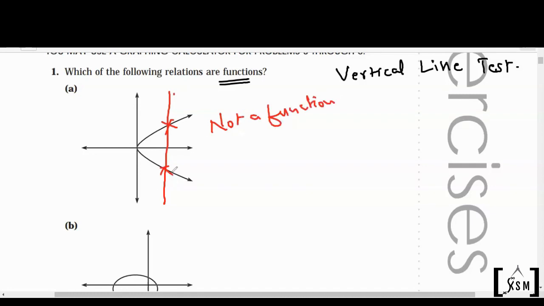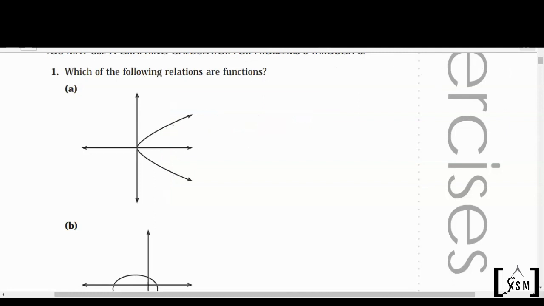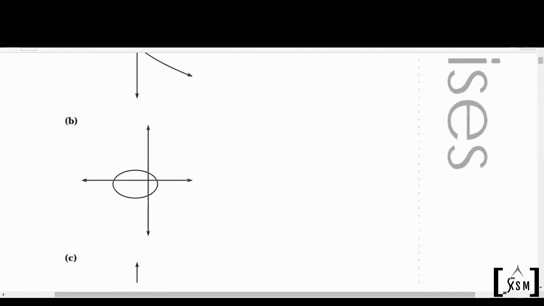Now, because this vertical line cuts this graph more than once, it is not a function. I hope it is clear. Okay, let's move on to the second part, part B. This is again not a function, you can see, because it is cutting more than once, so not a function.